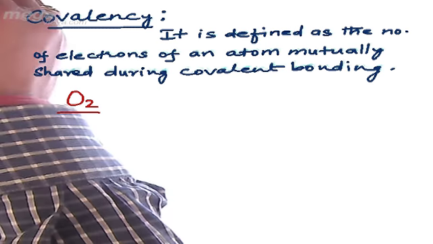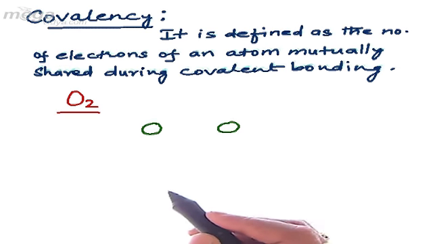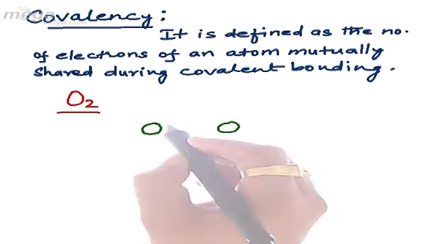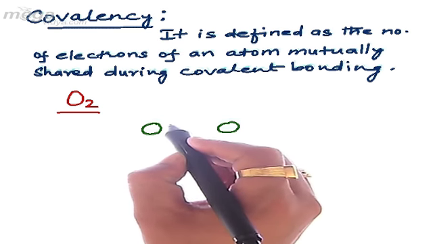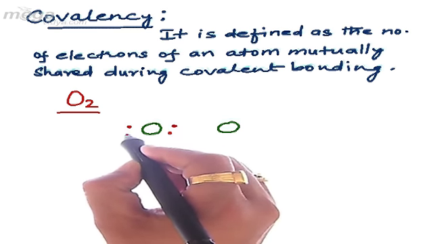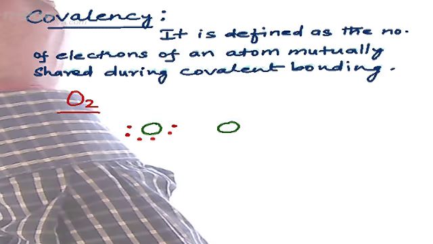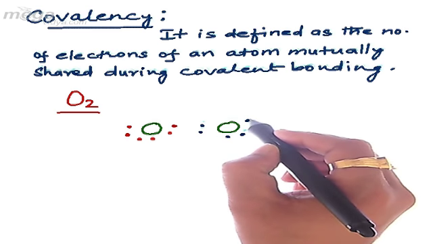Now in the O2 molecule, we have two oxygen atoms, and we already discussed in the last section that during bonding only the valence shell electrons participate. The valence shell electrons in oxygen will be 6, that is, 2 electrons in the 2s orbital and 4 electrons in 2p. So we can write it as 1, 2, 3, 4, 5, 6. Similarly, the other oxygen atom has 6 electrons, 2, 3, 4, 5, 6.